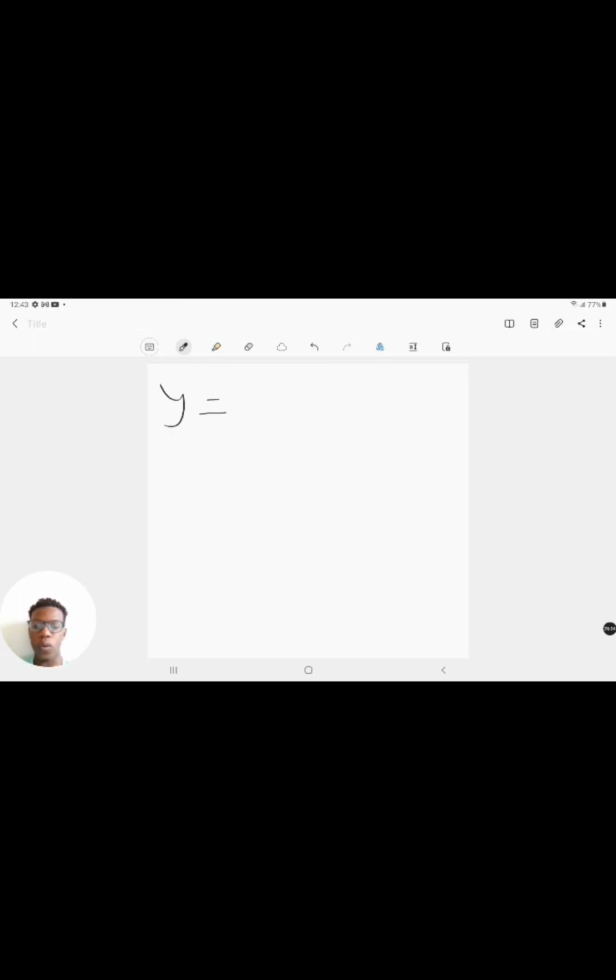y is equal to x squared plus 8x plus 16. I'm just going to keep it close to the example that we used. If I ask you to find the x-intercept of this graph, how would you do it? You could use the quadratic formula, or you could factorize. Okay, I'm going to use the quadratic formula quickly because that's what we're using.